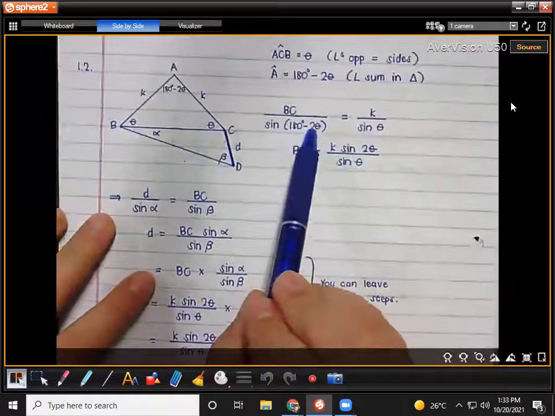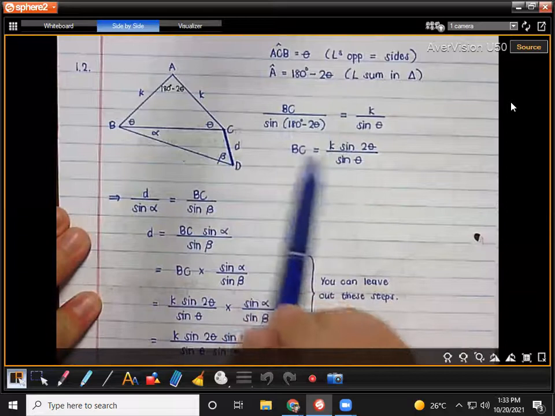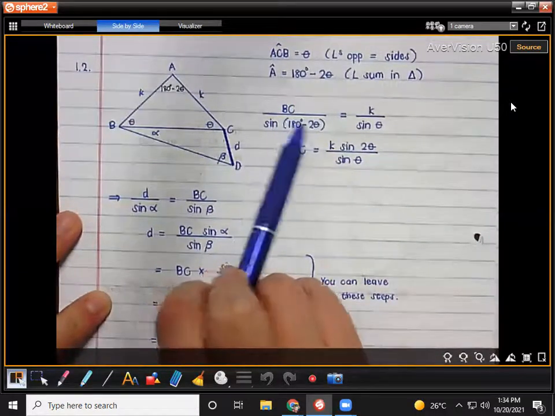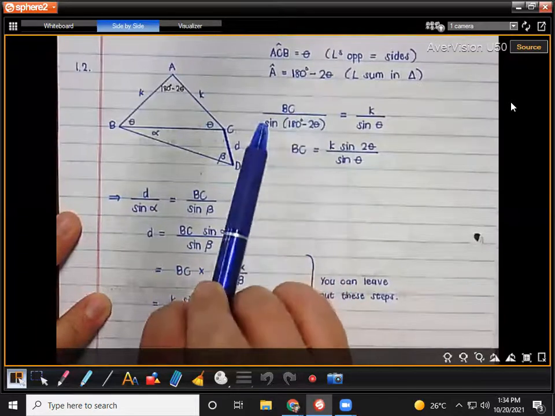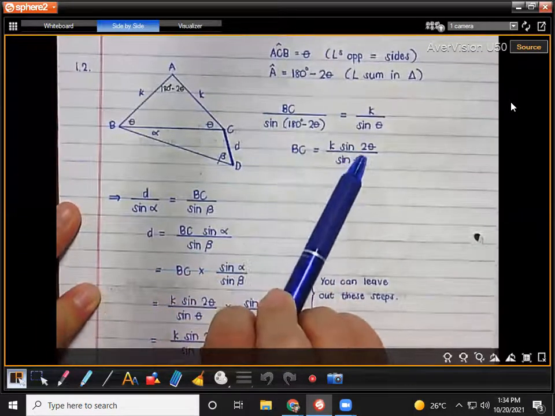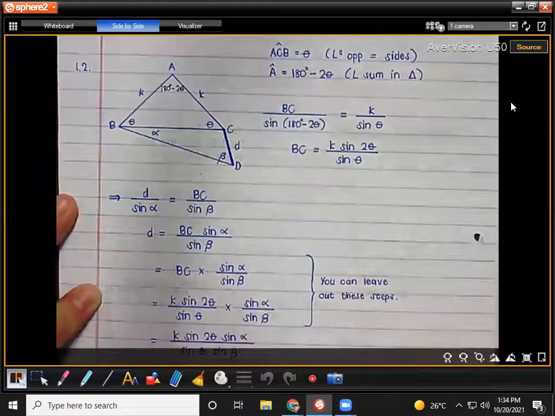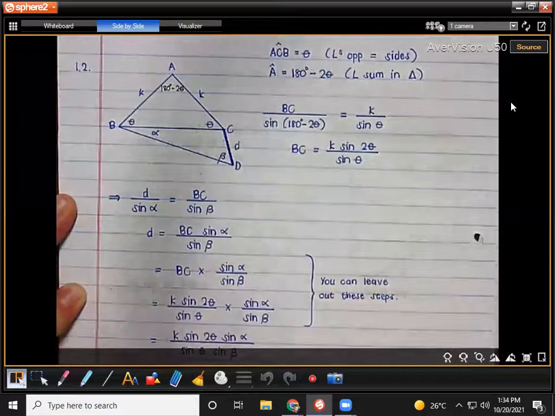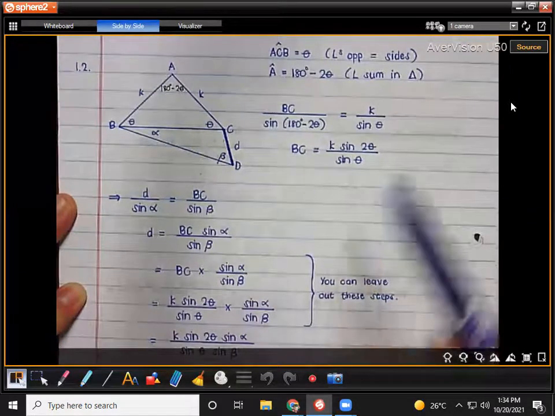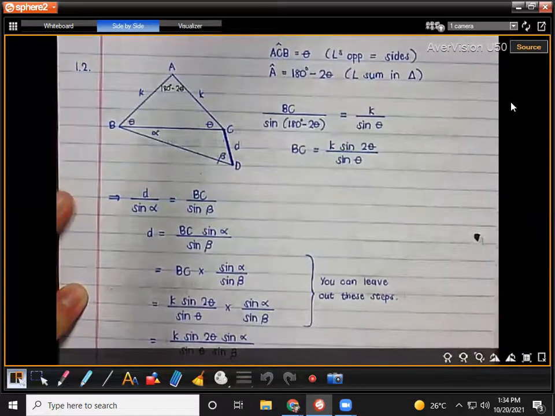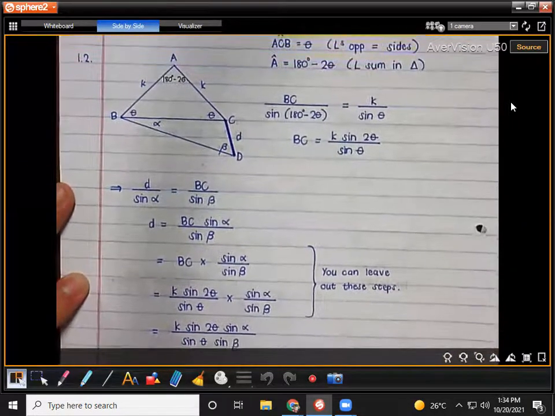Sine of 180 minus 2 theta, that again is quadrant 2, and sine is positive in the second quadrant. So this is actually just positive sine 2 theta, which I then move to the other side. Okay, and I got an expression for BC there, which is the common side. Again, if you don't know how to go further, you can at least get marks for doing that bit. Okay, so do that at least.